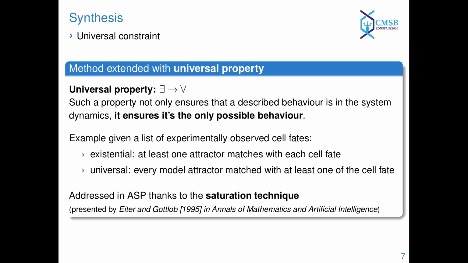In fact, a universal property involves by nature universal quantifiers. And Answer Set Programming can address formulas implying one level of universal quantifier thanks to a technique called the saturation technique. The principles of this saturation technique and its implementation are described in our current paper.